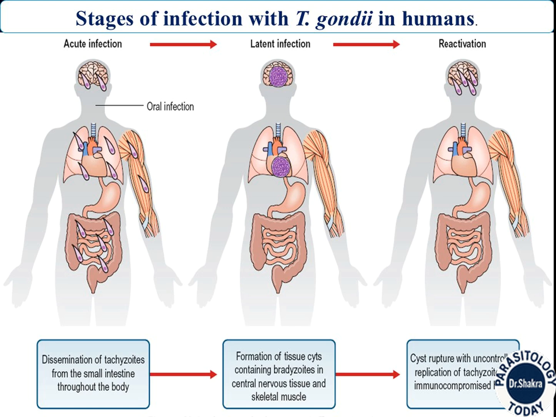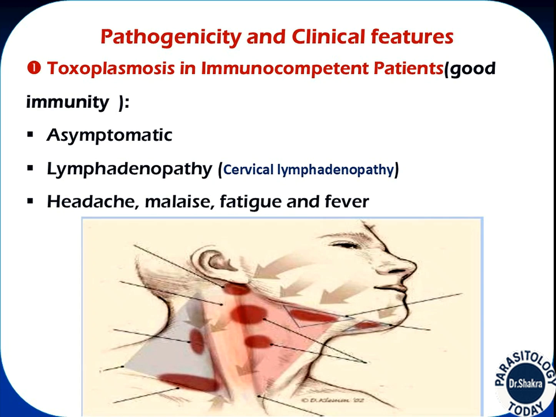So, to summarize: acute infection, tachyzoites spread throughout the body. Latent infection, tissue cysts form and remain dormant. Reactivation, cysts rupture when immunity is low, releasing tachyzoites again. Pathogenicity and clinical features of Toxoplasma gondii.